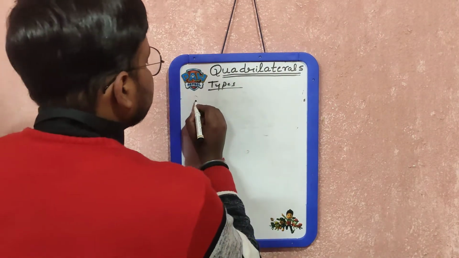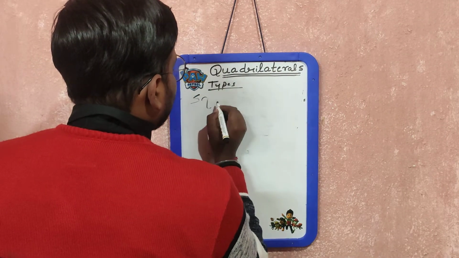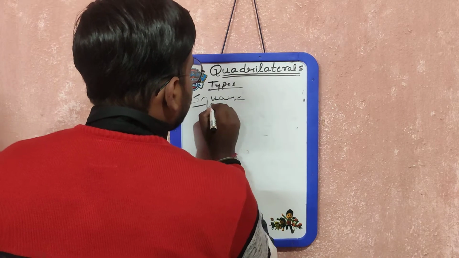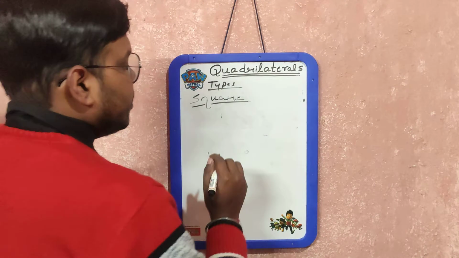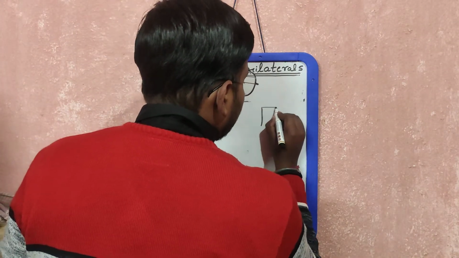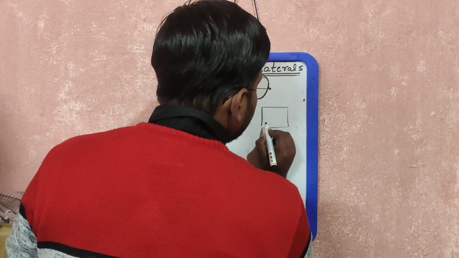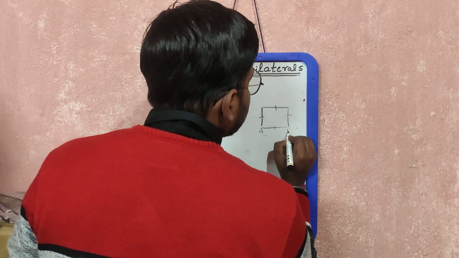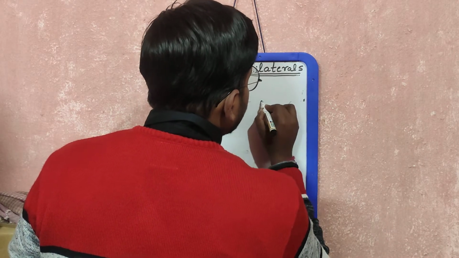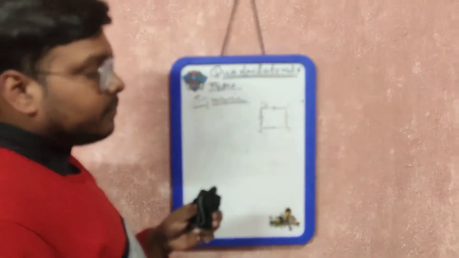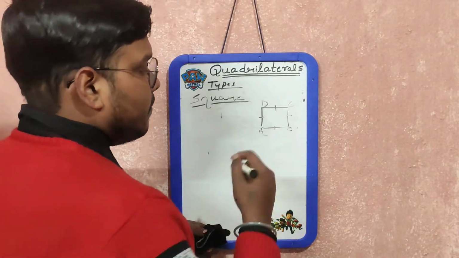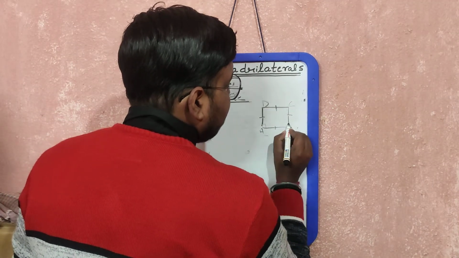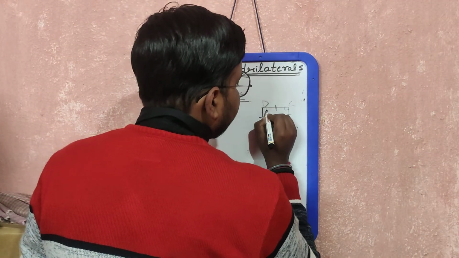Then we move towards square. In a square all the sides are equal to each other, all the sides A, B, C, D. It is also a parallelogram, it is also a rectangle, but here all sides are equal to each other, and it is similar to a rectangle as each angle is 90 degree.